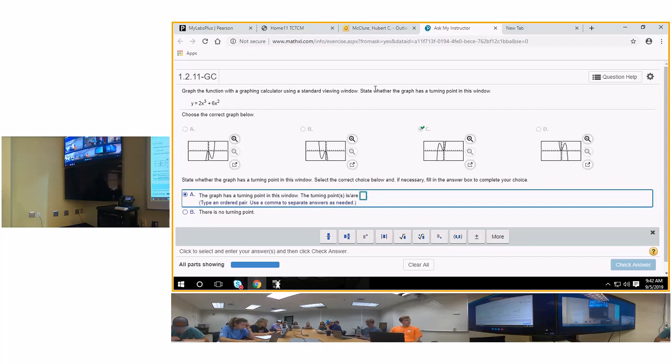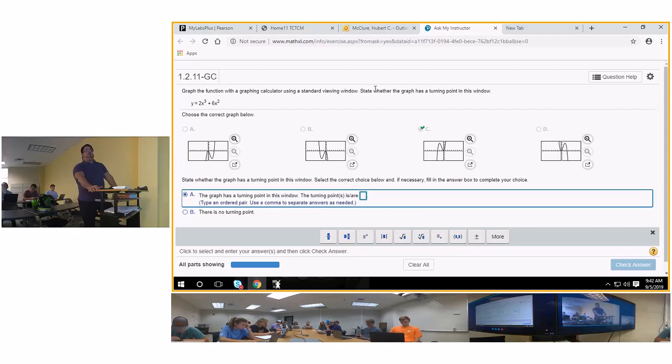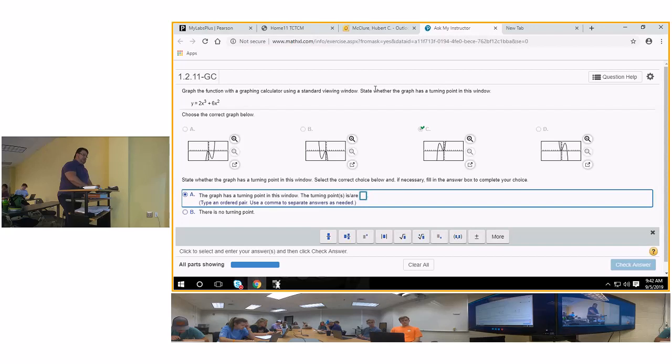Do you put a comma between the 2 brackets? It says use a comma to separate, yeah. So if I was to put it in, I would say parentheses. What was the first one? Negative 2, comma 8. Parentheses. Comma. Okay. Parentheses. What was the other one? 0, 0. 0, 0.